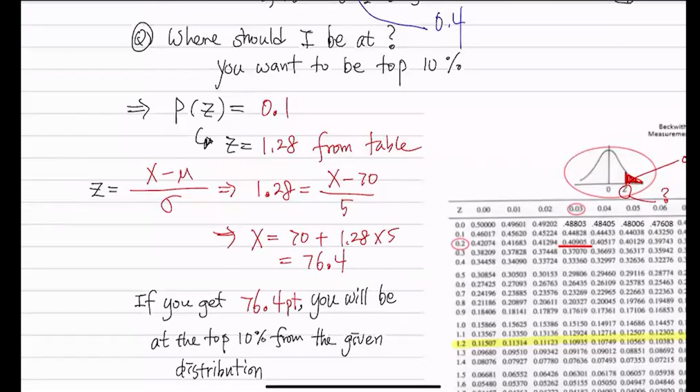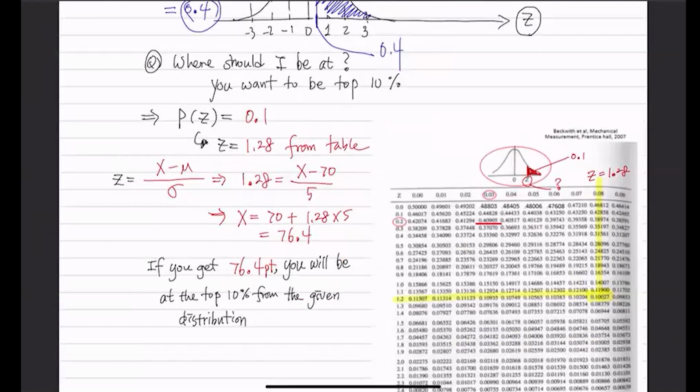All right? That's how you correlate your real data into the distribution, where you are located or something like that. You just move back and forth. All right?